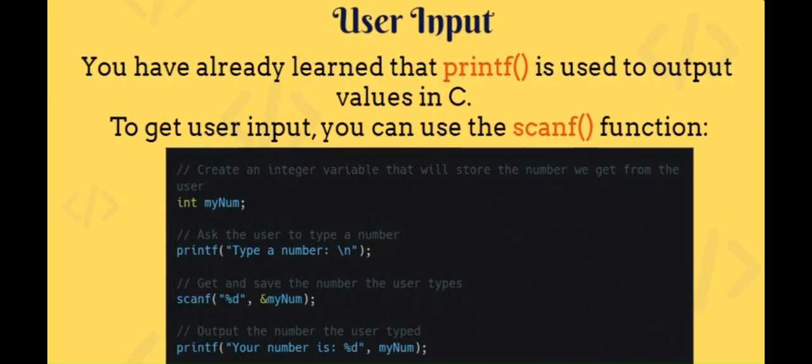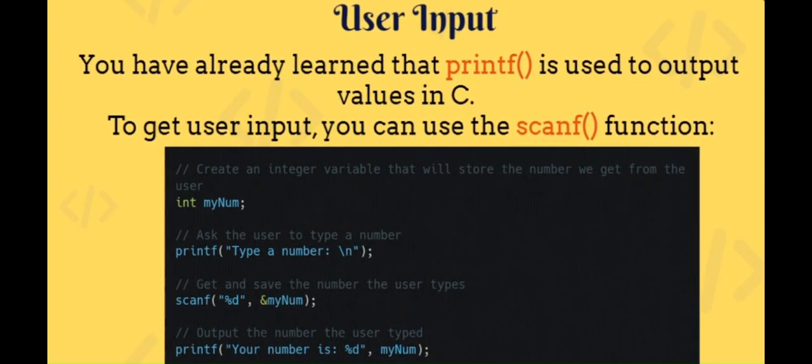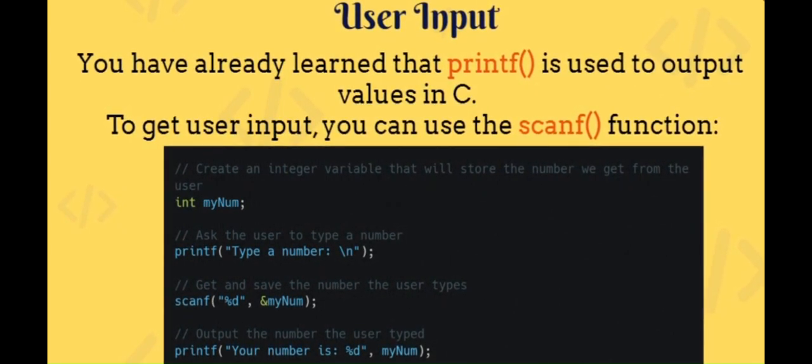User input. You have already learned that printf is used to output values in C. To get user input, you can use the scanf function. In this example, we want to output a number entered by the user. The scanf function takes two arguments: the format specifier of the variable, %d in the example above, and the reference operator &myNum, which stores the memory address of the variable.